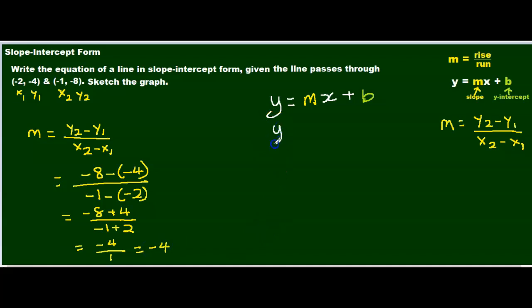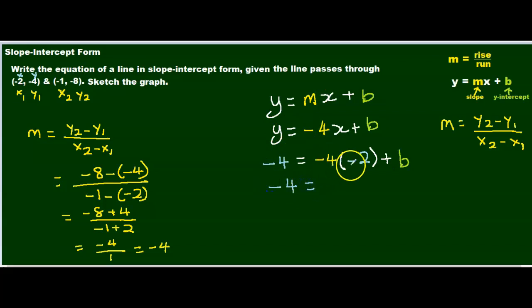So my y equals negative 4x plus b. Okay? Now we still need to find out b, so we're going to use one of our given coordinates. We can use either one. The numbers are not great, so I'm just going to take the first set, which is x and y. So my y is negative 4 equals, my slope is negative 4, and my x is negative 2, plus b, which is what we're trying to find. Simplify that. Negative 4 times negative 2 is 8 plus b.